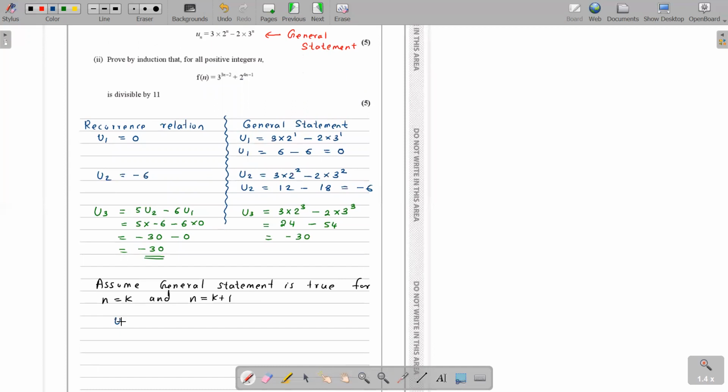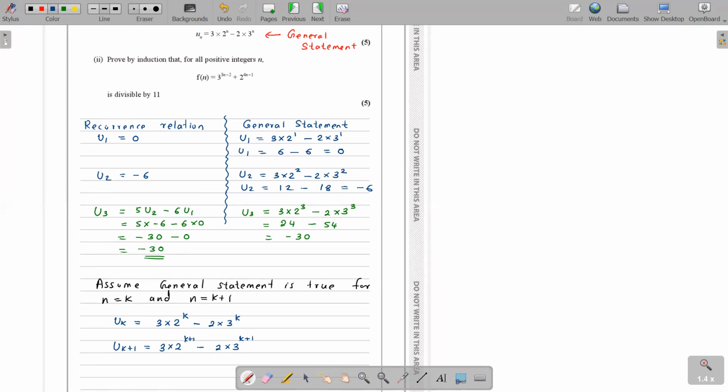u_k equals, tell me, the kth term is 3 times 2 to the power k minus 2 times 3 to the power k. Is that okay? And the k plus 1 statement from the general is 3 times 2 to the power k plus 1 minus 2 times 3 to the power k plus 1. So these are the two assumptions. We assume that both of them are true.